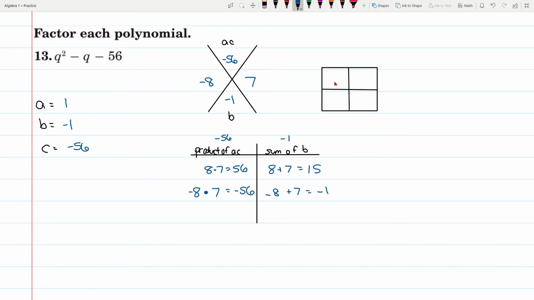And so as we substitute these in, we have our q squared and our minus 56. And then we can put in our negative 8q and then our positive 7q. So we look to find the greatest common factors in these rows and columns. We have a q, a positive 7, a q, and a negative 8. And so this one turns out to be q plus 7 times q minus 8.